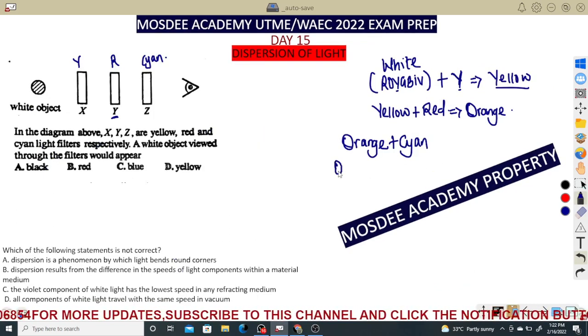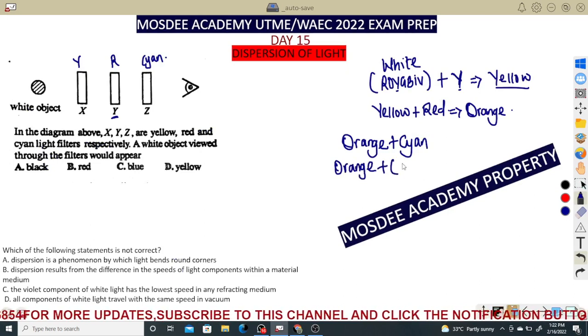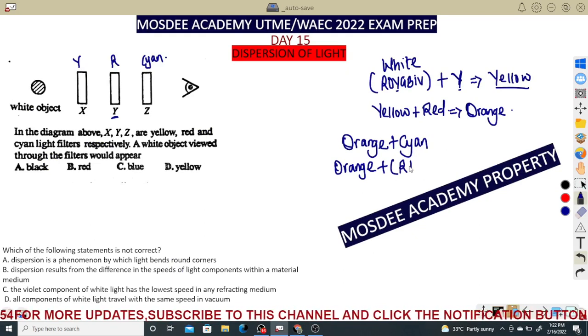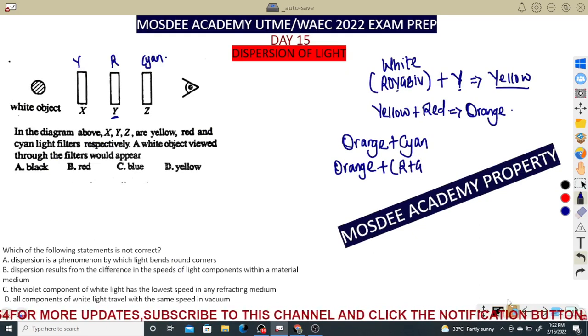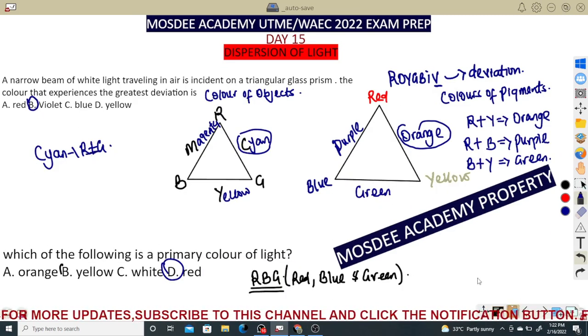Now say orange was now viewed through cyan, which is what? Red plus what? Plus what? Green. If you have forgotten, I'm showing you every step. Cyan is red plus green.